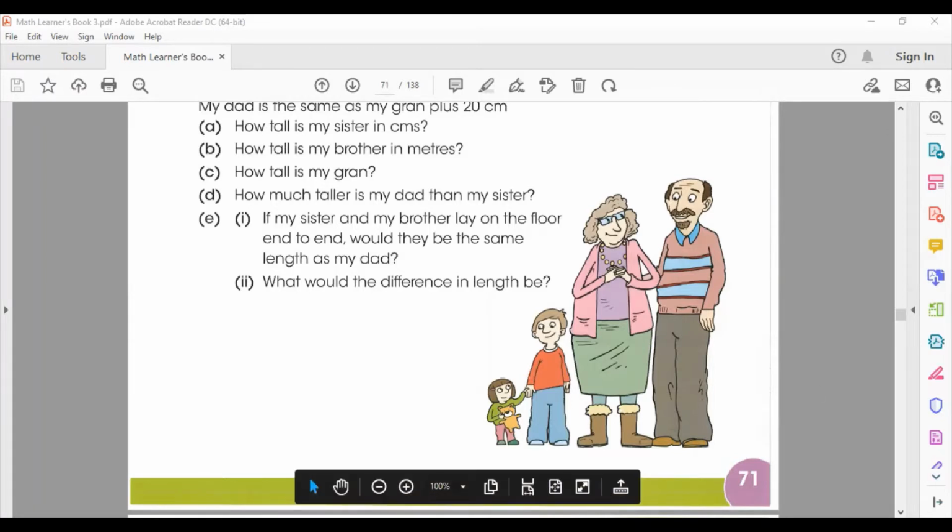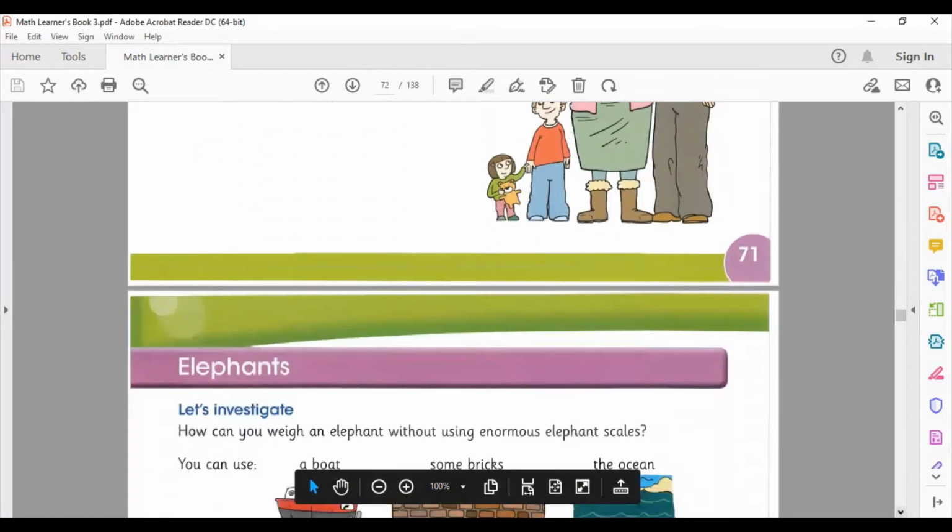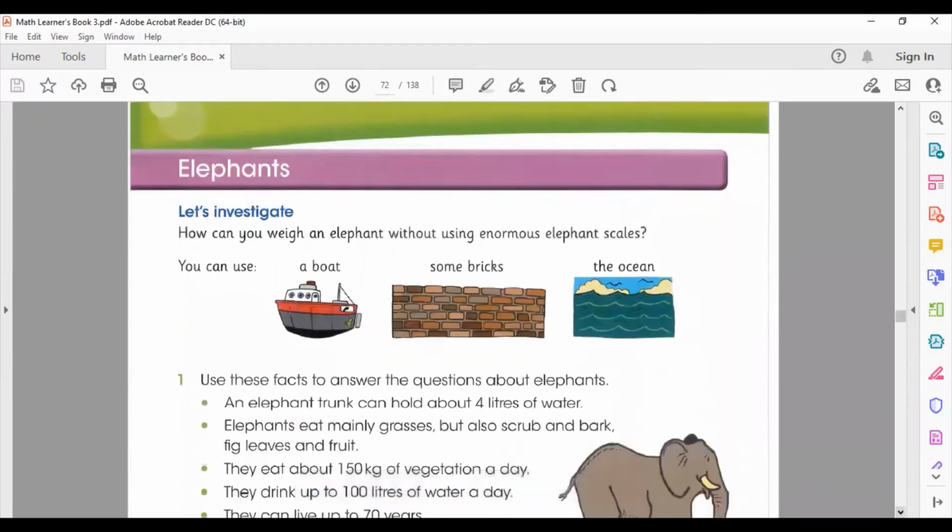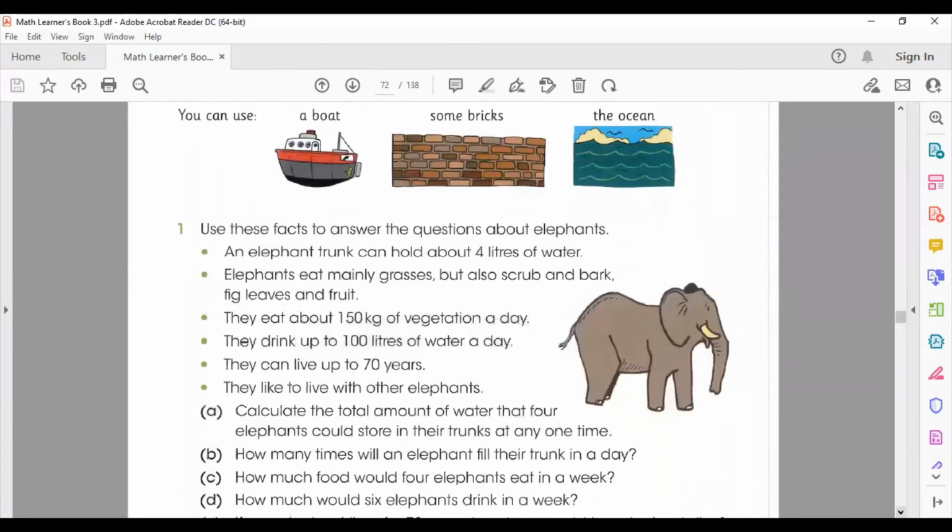Let us start from page number 72, continuing from page 71 in the previous part. You can watch from there. Question number 1, use grade 3 math learner book. Use these facts to answer the question about elephants.